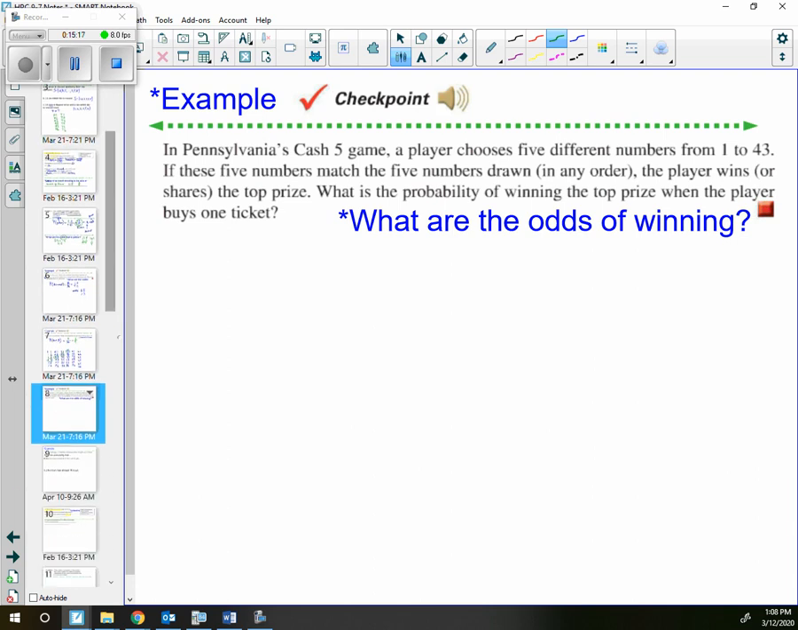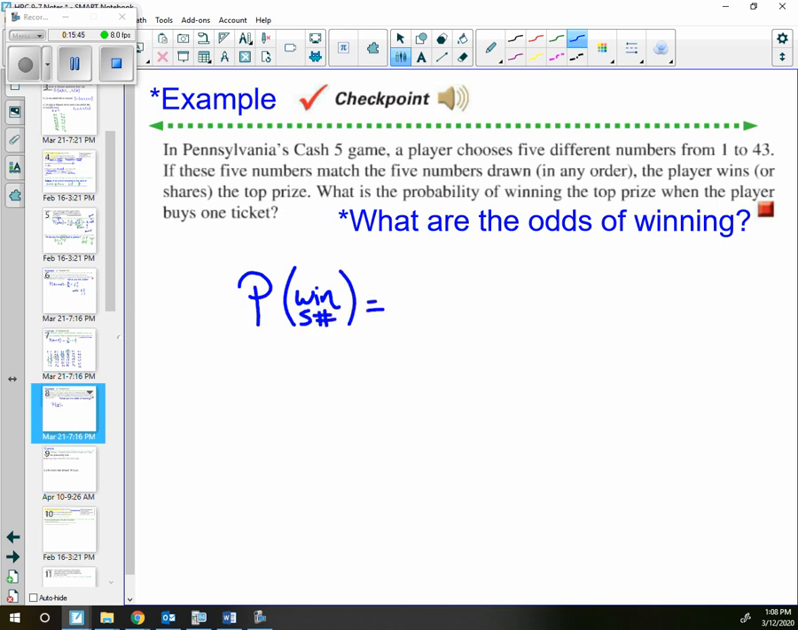All right, so we're going to do a lottery example here, everybody's favorite. We'll do some lotto. Pennsylvania Cash, you choose 5 different numbers from 1 to 5, or sorry, from 1 to 43. So we're choosing 5 numbers, and we want to match in any order, so the order doesn't matter, to get that top prize. So what's the probability if you buy 1 ticket? So what's the probability that you win choosing these 5 numbers?